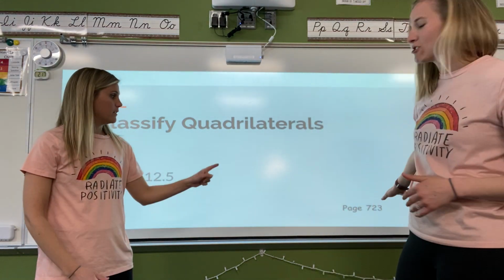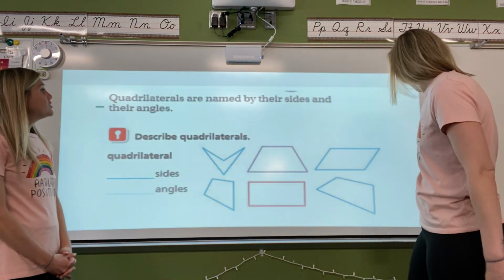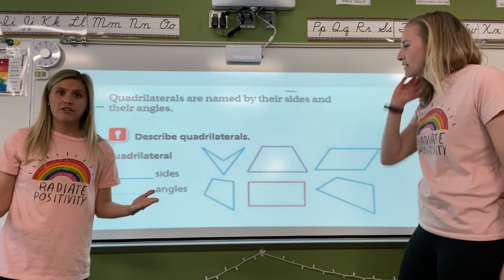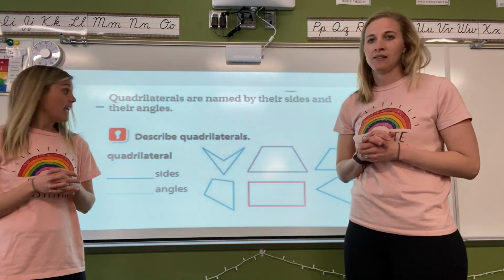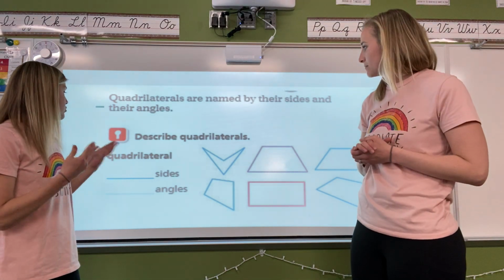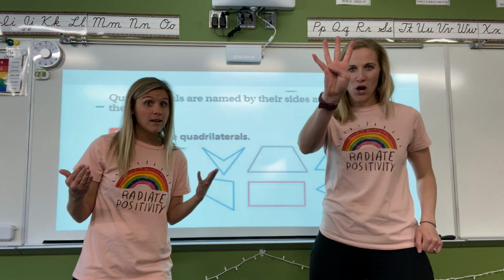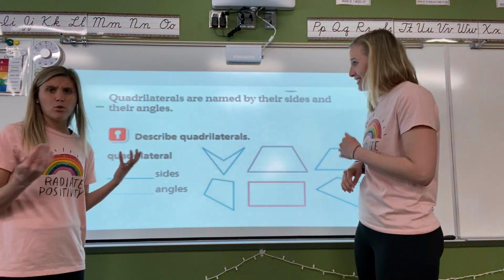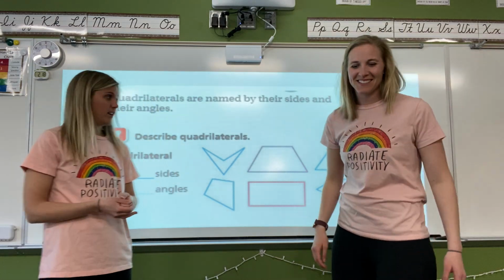We are on page 723. All right. So remember, we've learned about quadrilaterals. They have 4 sides. So they're named after that and their angles. So you can describe quadrilaterals, like we said, they have how many sides? 4. And then they have 4 sides, which means that they have 4 angles. Very good.